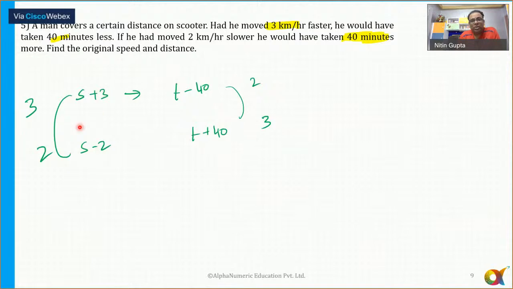Here in the ratios, in the actual, there is a gap of how much? 5. S plus 3, s minus 2, there is a gap of 5. So in the ratio also there should be a gap of 5. But between 3 and 2, there is a gap of 1.